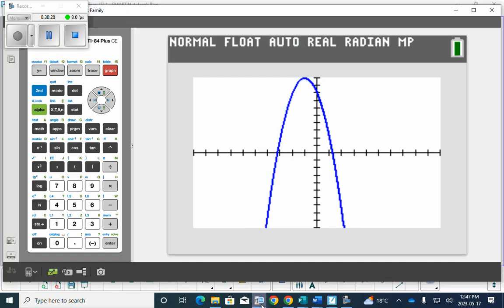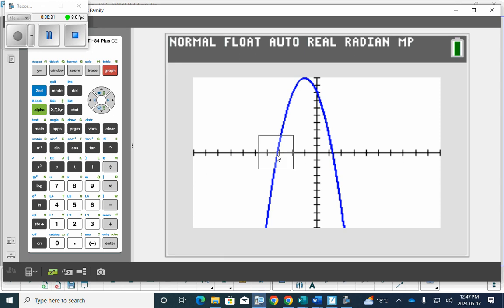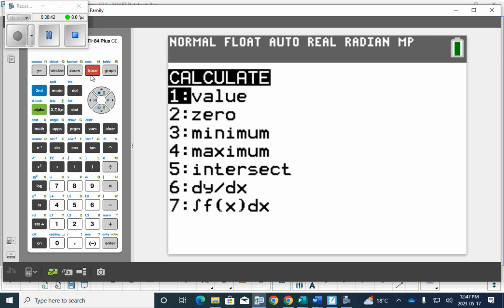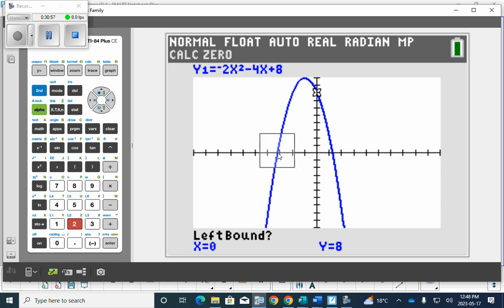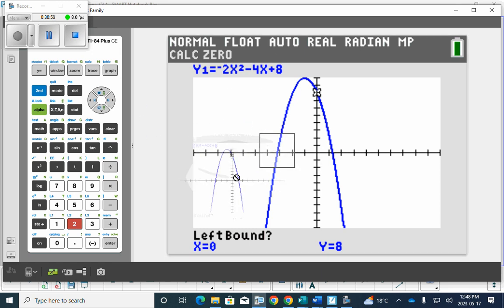Okay, so we're looking for this number here, and we're looking for this number here. Now, unfortunately, the calculator can only find one of them at a time, so we have to do the process twice. Okay, so go second trace, pick number 2. Okay, now look at the prompt at the bottom. This is a left question. So right here by my pencil tip, this is what I'm looking for, this point right here. Give me a number on the left side of it.